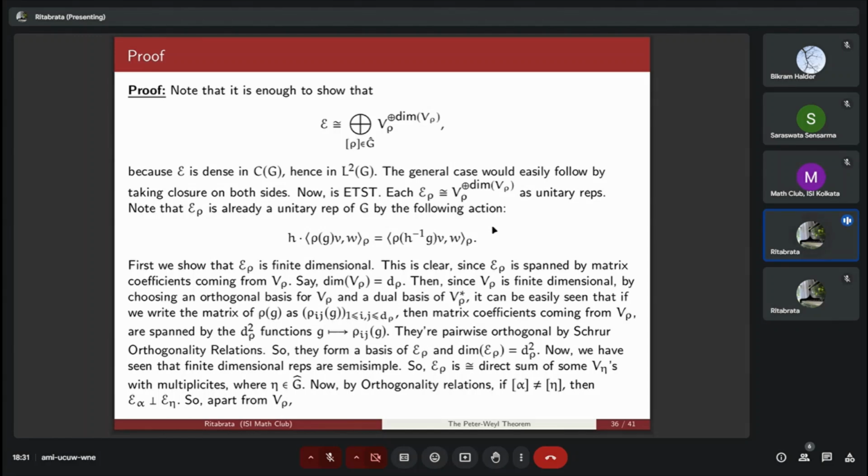So for the proof, note that instead of showing that L2(G) is isomorphic to the Hilbert direct sum of V rho to the power d rho, it is enough to show that eta is isomorphic to the direct sum of V rho to the power d rho. Because by the first Peter-Weyl theorem, we have shown that eta is dense in L2(G). You can take the closure on both sides. The closure of eta will be L2(G), and the closure of this direct sum will give us the Hilbert direct sum. So it's enough to prove this first isomorphism.